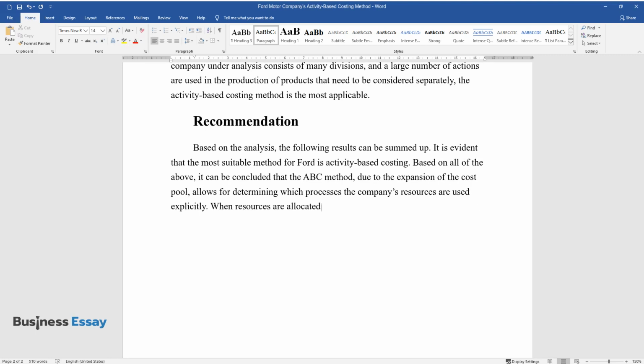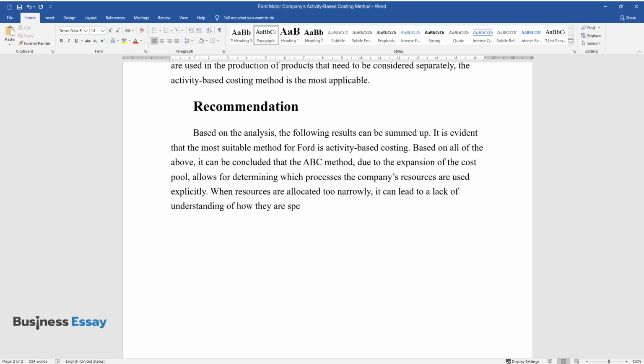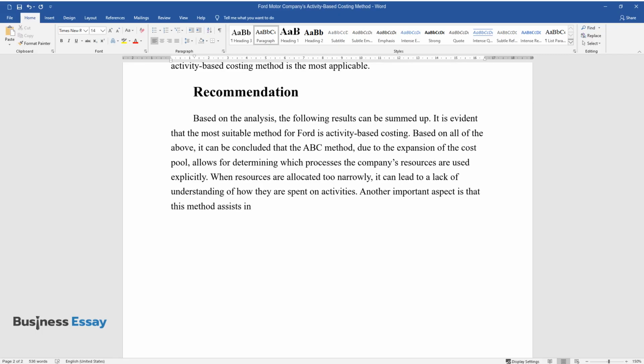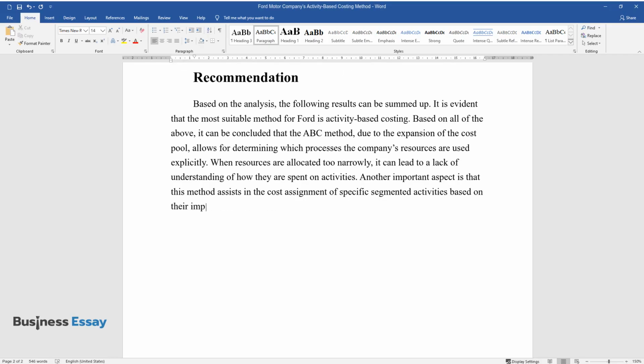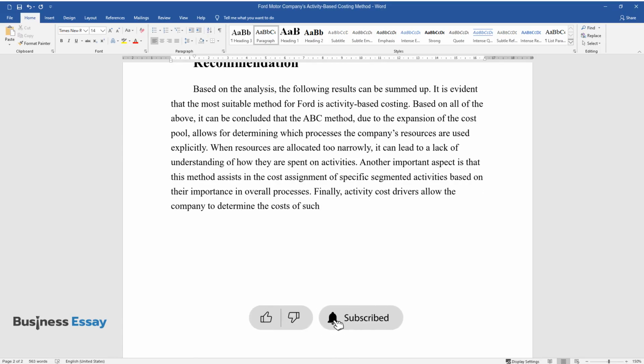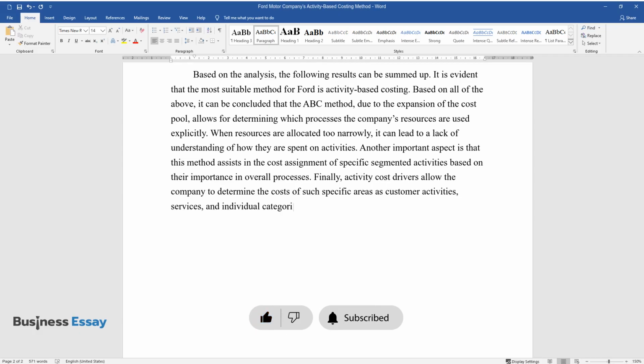When resources are allocated too narrowly, it can lead to a lack of understanding of how they are spent on activities. Another important aspect is that this method assists in the cost assignment of specific segmented activities based on their importance in overall processes. Finally, activity cost drivers allow the company to determine the costs of such specific areas as customer activities, services, and individual categories of goods.